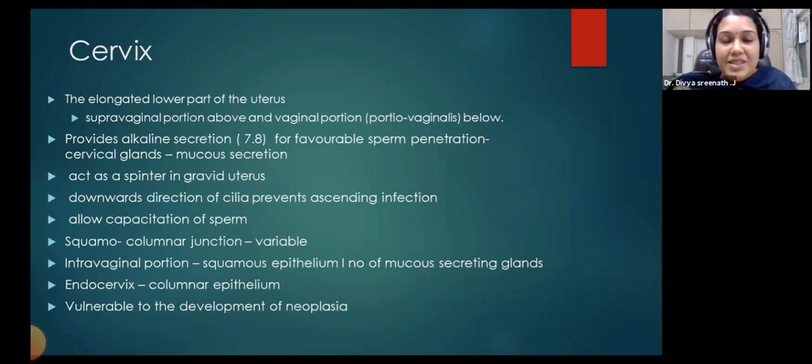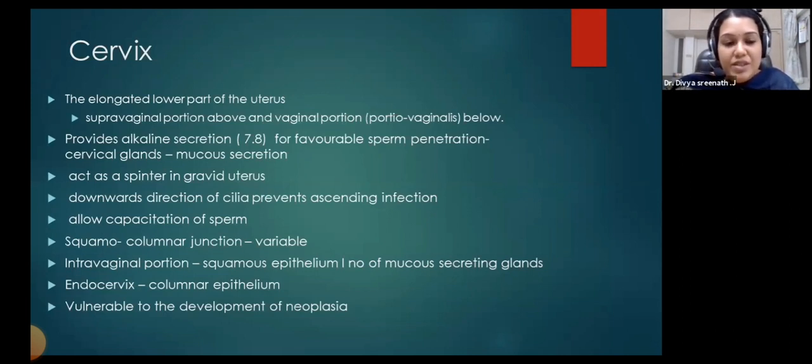Also, the cervix acts as a sphincter, especially after the uterus becomes pregnant and the baby starts to grow. The lower portion of the uterus, the cervix, acts like a sphincter. It holds the baby tightly. One more thing, the cervix also has a secretion. If the cervical secretion gets infected, it is known as cervicitis.